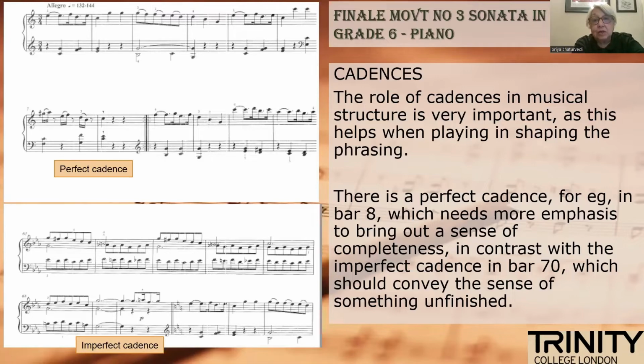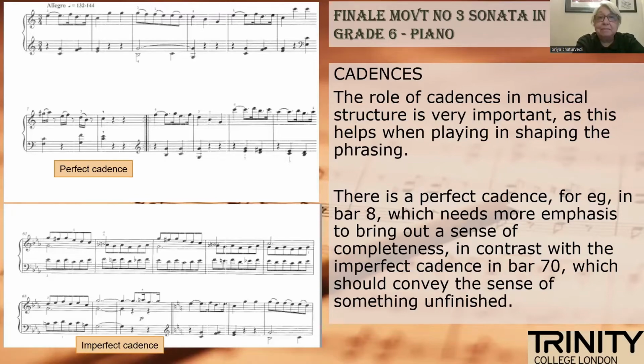Now in contrast, you have an imperfect cadence in bar 70, and your playing needs to convey a sense that something is not quite finished, something still remains to be said. So understanding even the nature of the cadence is very important. How to build up or how to maintain a certain pace or how to give a sense of mystery, the cadence really helps here in all of these.